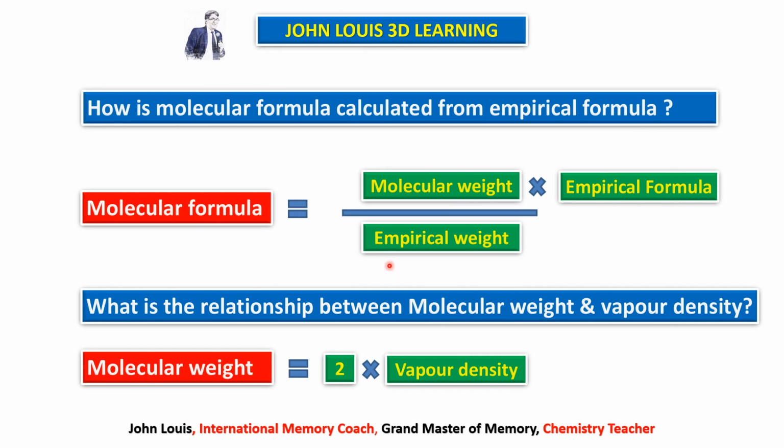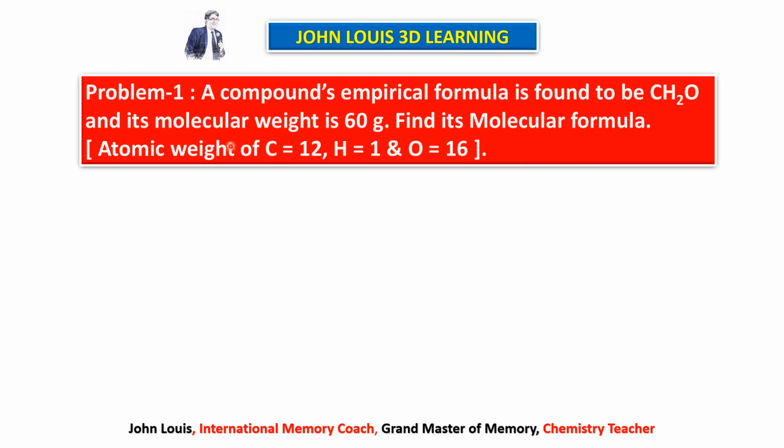Okay, shall we proceed? Problem number 1. A compound's empirical formula is found to be CH2O. Here they have given the empirical formula CH2O, and its molecular weight is 60 gram. So from the empirical formula we can easily find out its empirical weight, and using the formula which we have just seen, we can find out its molecular formula. The atomic weights of carbon, hydrogen and oxygen are given, because these are the 3 elements present in the given compound.